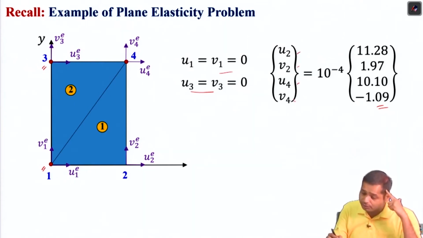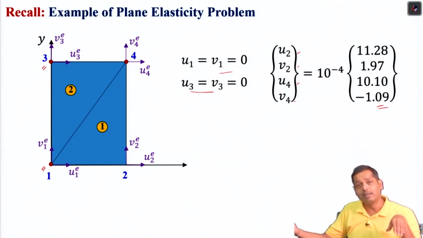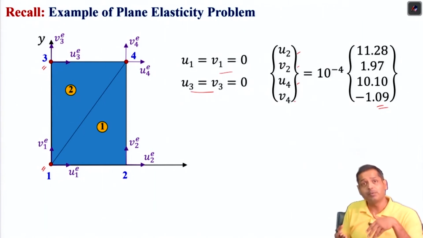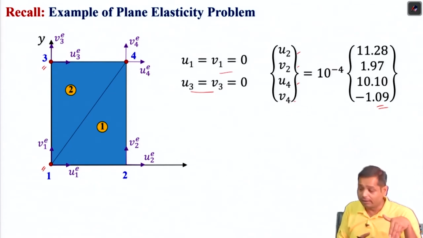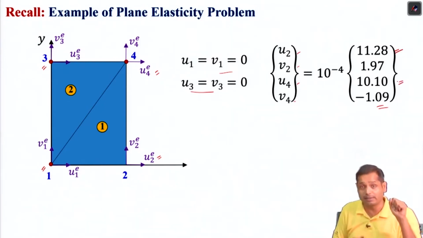Now look at this solution, U2. Whether the solution is right or wrong, whether it is a converged solution or not, those things we need to check by increasing the number of elements. But before we do that exercise, let us apply our intuition. Our intuition says, just as I said, because the problem is symmetric, this response is also expected to be symmetric. But when you look at the response, it is not so. For instance, our intuition says that U2 should be equal to U4, but U2 here is 11.28 and U4 is 10.10, which is not the same.